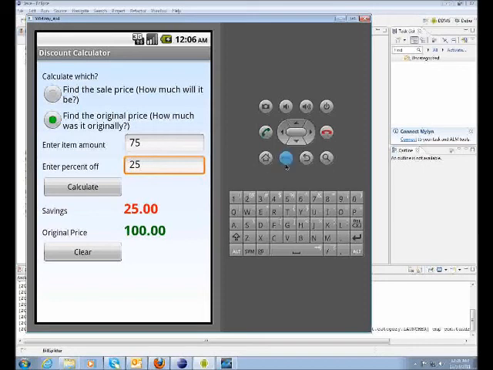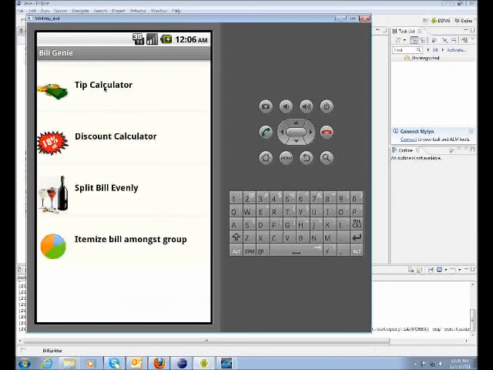So again, this is Bill Genie. The tip calculator and the bill splitters are probably the items that you're going to use the most. Discount calculator will be used as well by a lot of people. I know we've gotten a couple requests for that.